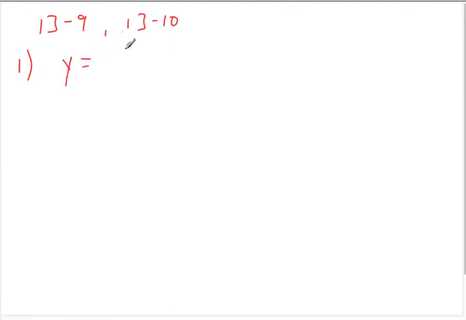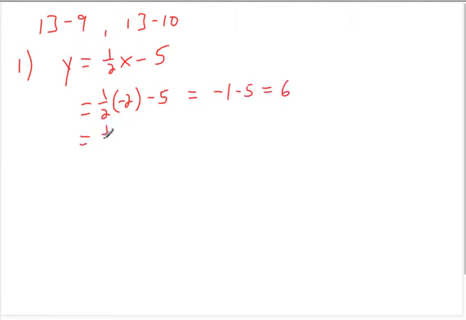So y equals 1/2 x minus 5. This time we're still using -2, -1, 0, 1, and 2, except this time we have different styles of equations here. So we'll start by plugging in -2, which we get -1 minus 5 is -6. This time we'll plug in -1. So we get -1/2 minus 5 is -5.5.